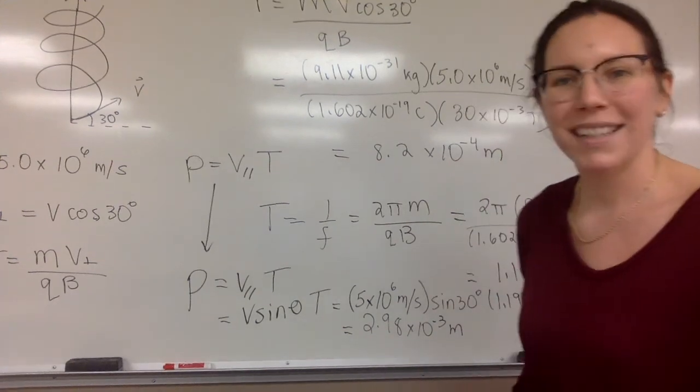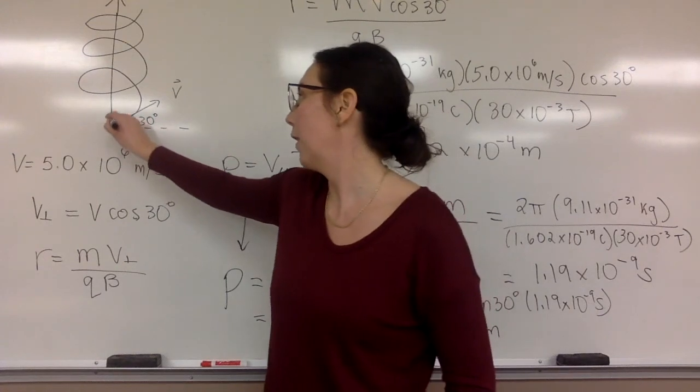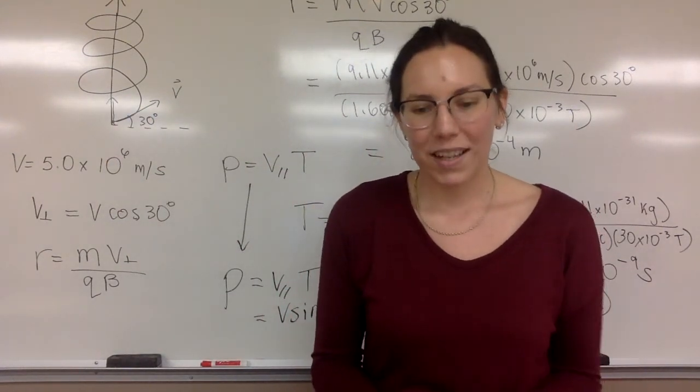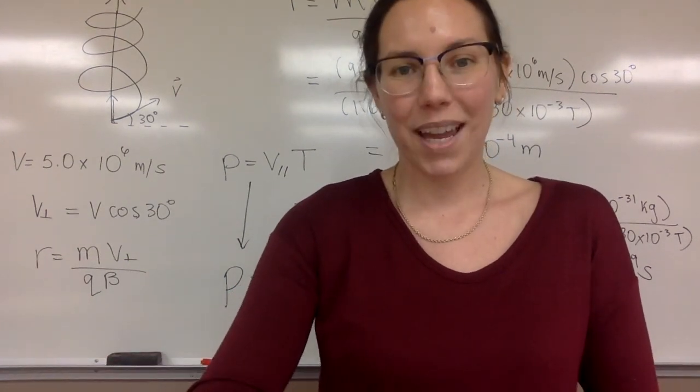And again, what that means is that it travels that far ahead in this diagram. It travels that far along this z-axis in one cycle as it makes one revolution in that perpendicular direction. Okay, that's all for that section. We'll go on to 8.4 next.